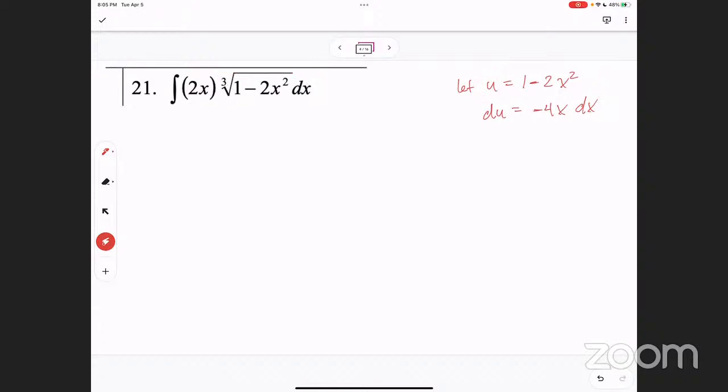So it's 2x root, I mean, cube root. I'll just show you the way I like to do it the best. I'm going to rewrite this as the cube root of 1 minus 2x squared, and then I'm going to write the 2x here, dx. But then I need negative 4x here, so I multiply this by negative 2. That gives me the negative 4x, but then I have to balance that out on the outside by multiplying by the reciprocal of it.